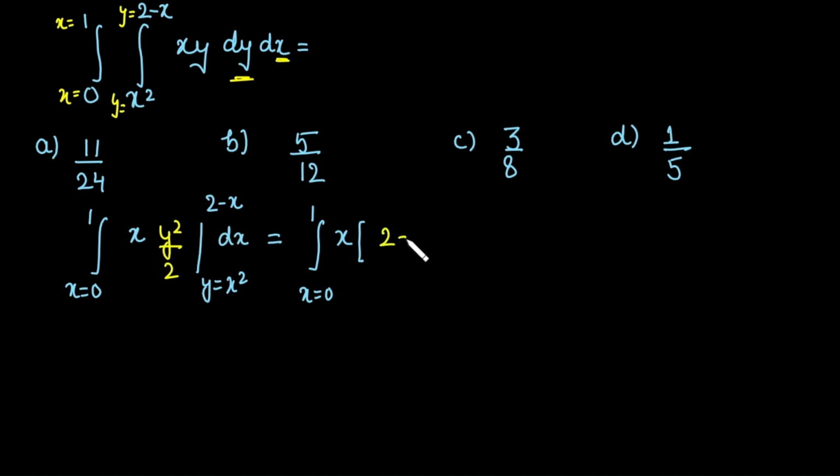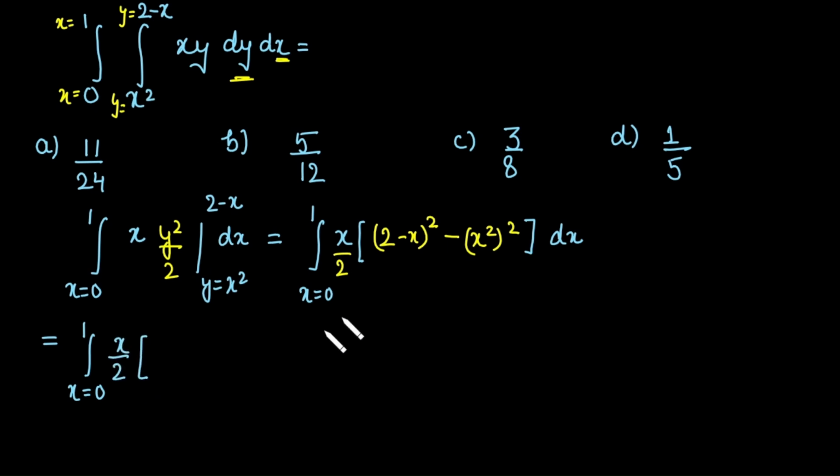That is 2 minus x whole square, and this 2 is common for both the one, just take it outside, minus x square का square dx as it is. Simplify this. This is integration from 0 to 1, x by 2 as it is. When you simplify this, we have 4 minus 4x plus x square. Expand this. This is a minus b whole square minus x raised to power 4 dx.